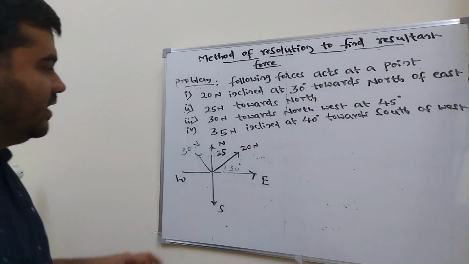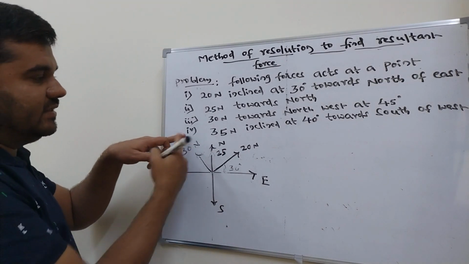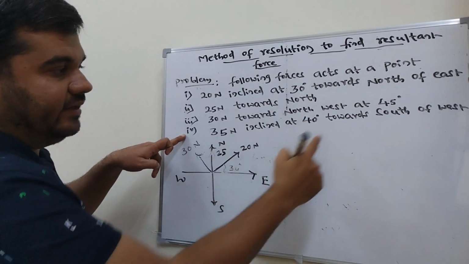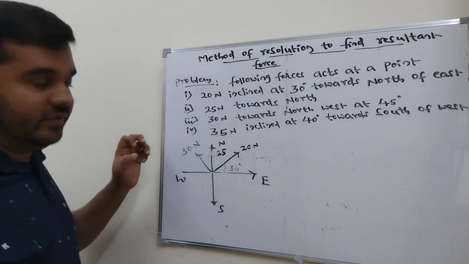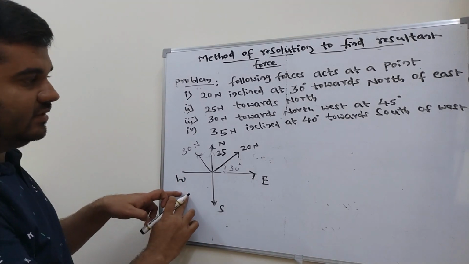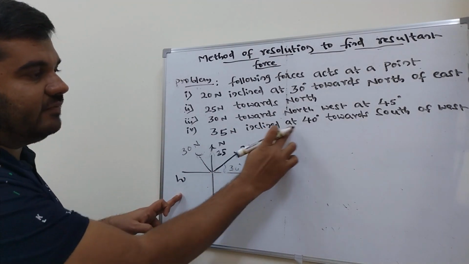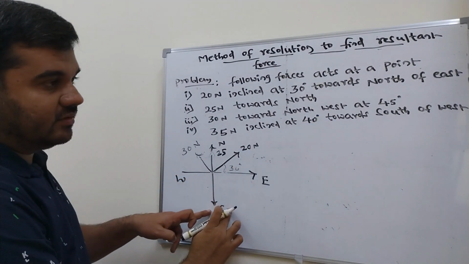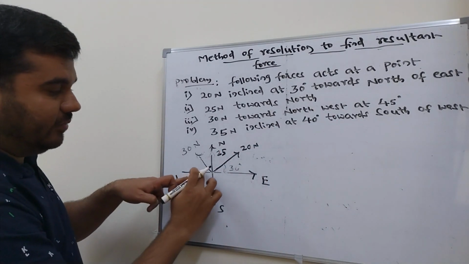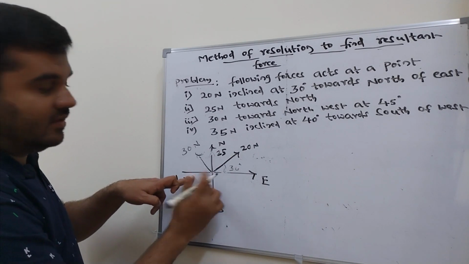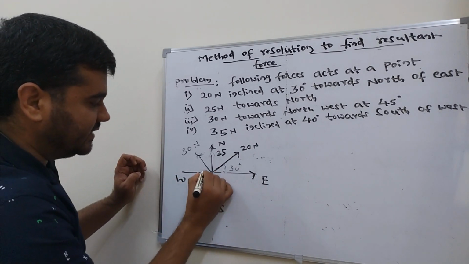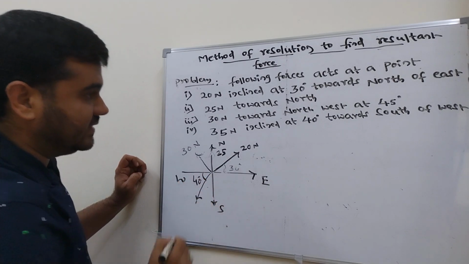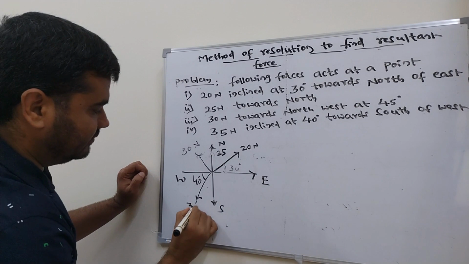Next, the last force is 35 Newton inclined at 40 degree towards south of west. Where is south of west? This is south, this is west. 35 Newton is there, but inclined at 40 degree. 40 degrees here or here? It means towards south, but starting from west. It means the 40 degrees with west. You need to draw here. This is 40 degree, and this force is 35 Newton.